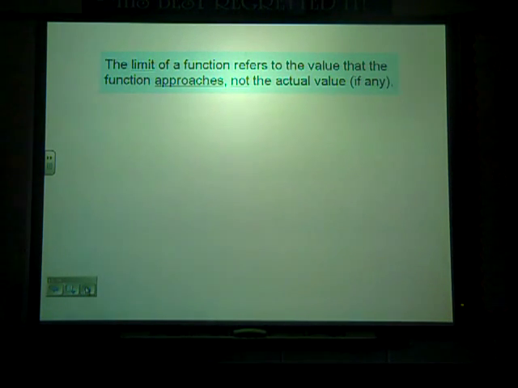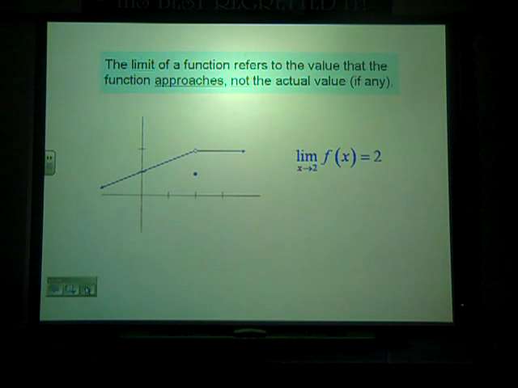So things to remember, and we watched the Calculus Phobe in class already. If you weren't here, pick it up on limits. That's on the Moodle. The limit of a function refers to the value that the function approaches. That's what the function intends to do, not the actual value. We're going to see some graphs of that in a few minutes.